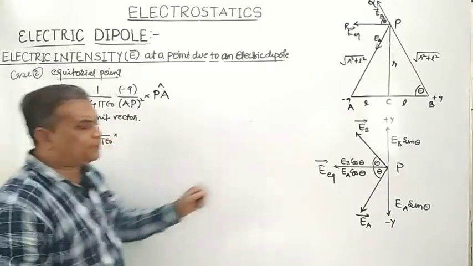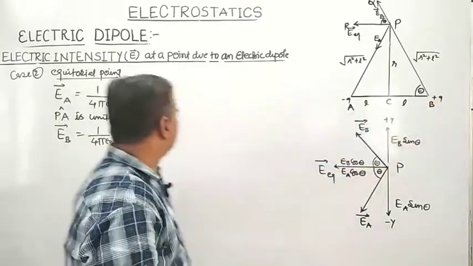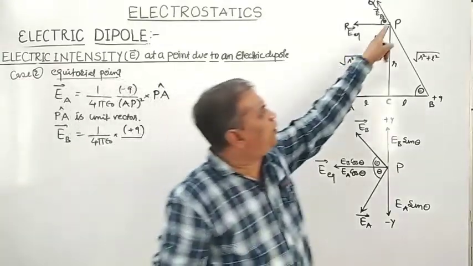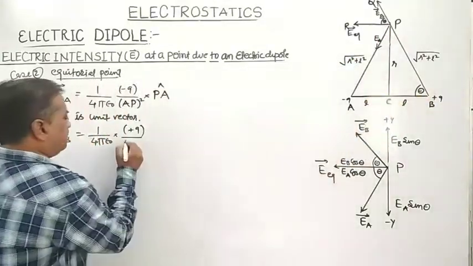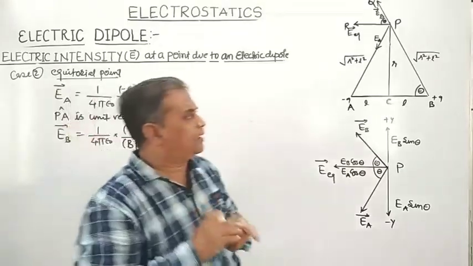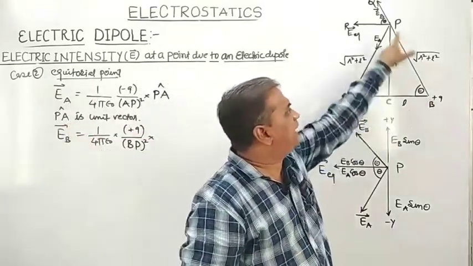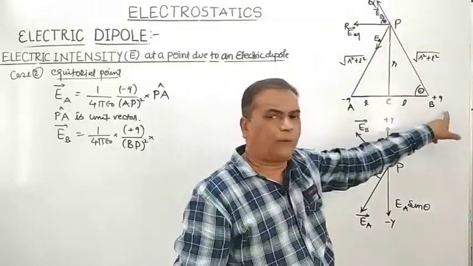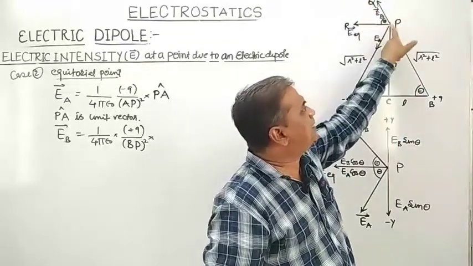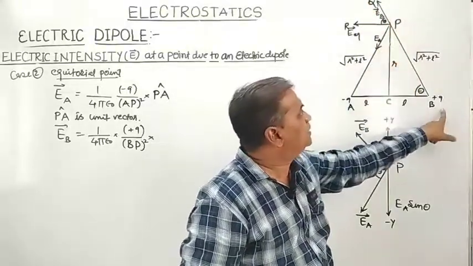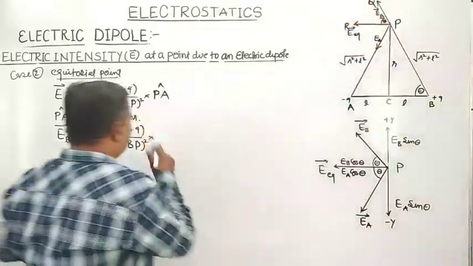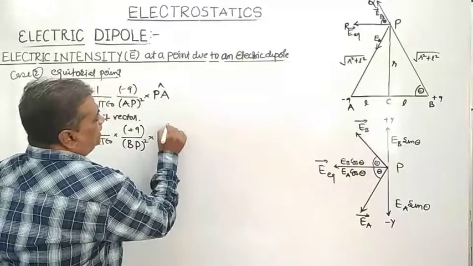What is the charge at point B? It is plus Q. So it is plus Q divided by the distance of point P from point B, BP square, into, remember, electric intensity at any point due to positive charge is always directed away. So intensity at point P due to positive charge will act along the arrow PQ. So it is multiplied by a unit vector PQ.